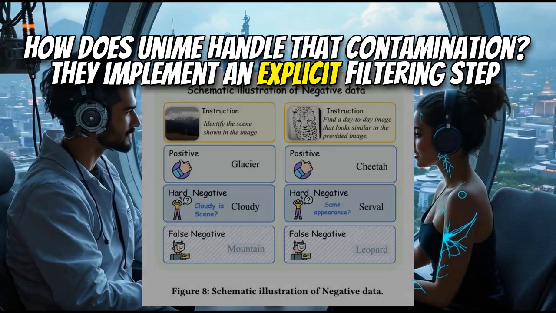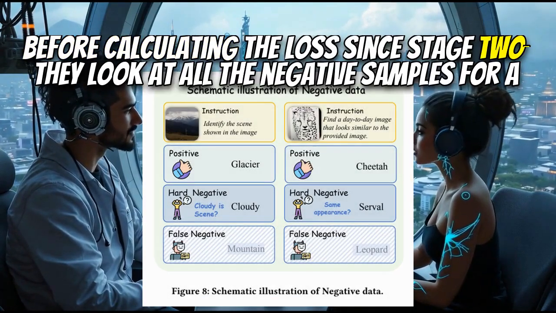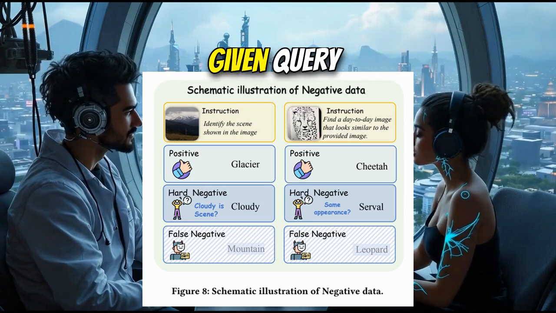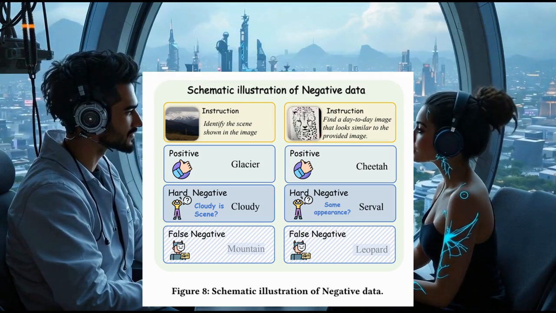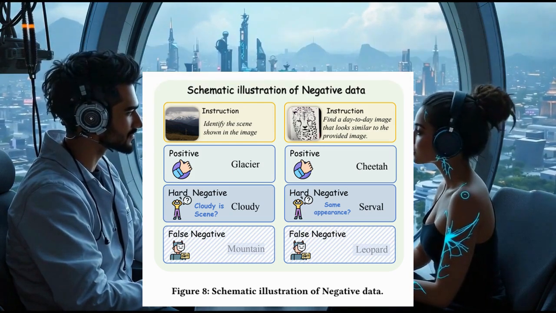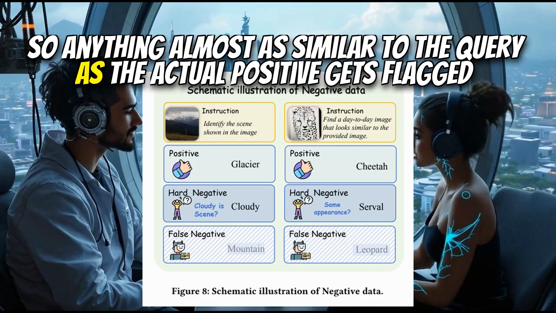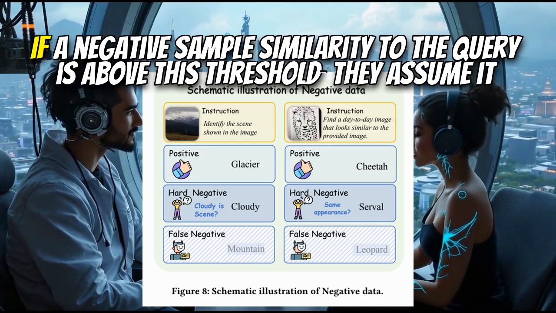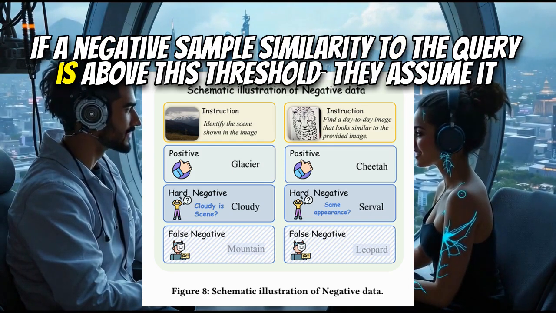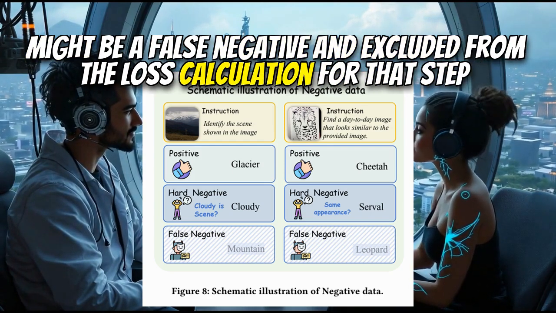They implement an explicit filtering step. Before calculating the loss in stage 2, they look at all the negative samples for a given query. Okay. Let's calculate a threshold. It's the cosine similarity between the query and the positive sample, plus a small margin, beta. So anything almost as similar to the query as the actual positive gets flagged. If a negative sample's similarity to the query is above this threshold, they assume it might be a false negative and exclude it from the loss calculation for that step.